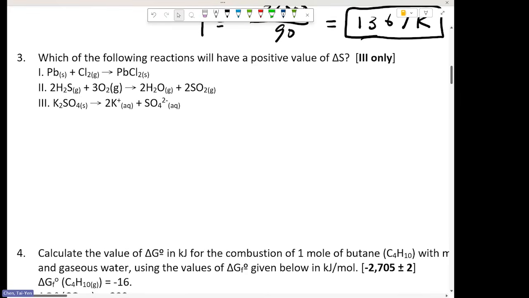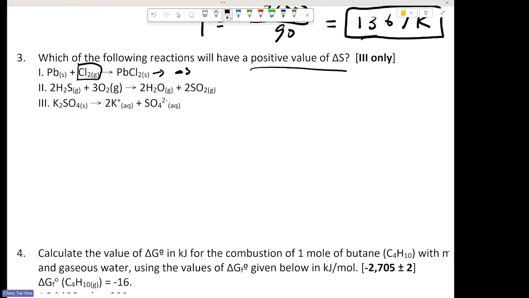Which of the following has a positive value of delta S? Again, it's an equation. It gives you Pb solid plus Cl2 gas become PbCl2 solid. Which side has larger entropy? If you calculate this, is the delta S positive or negative? It's negative, right? Why? Because you only have a gas molecule on your reactant side, so this is the one that's going to dictate the overall delta S, the overall entropy.